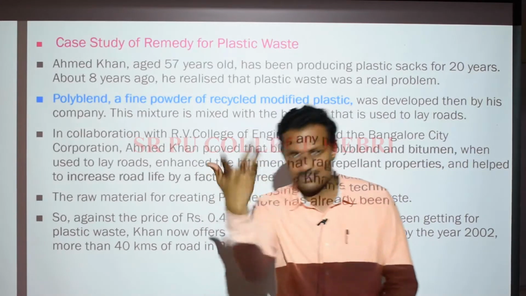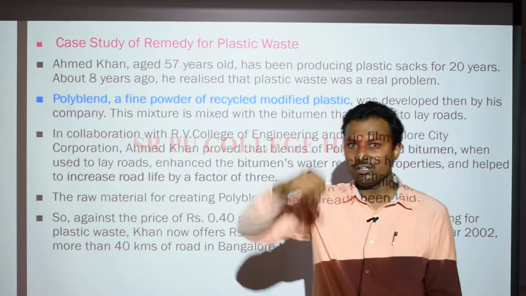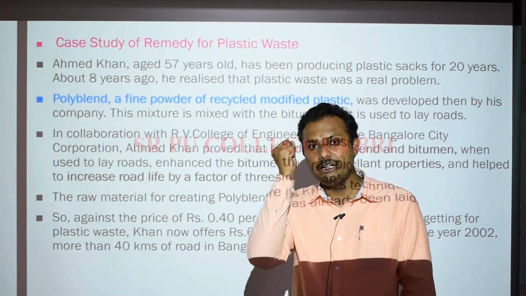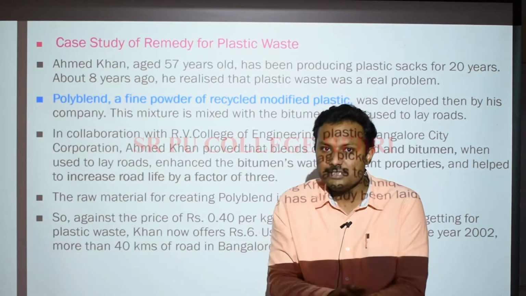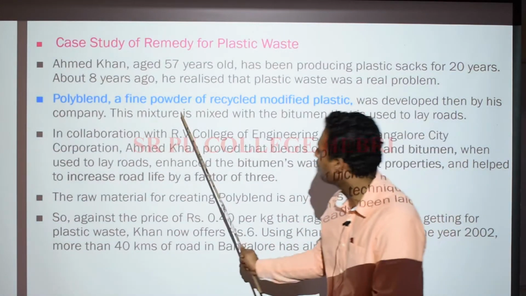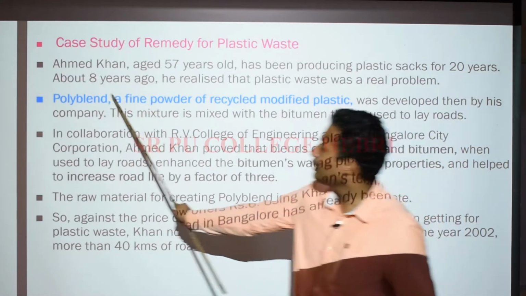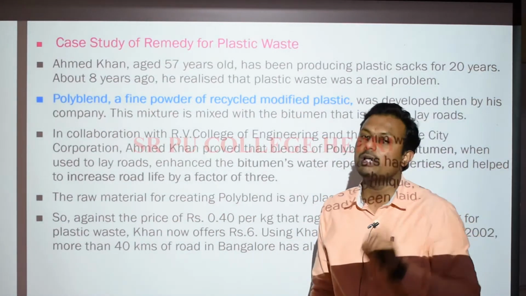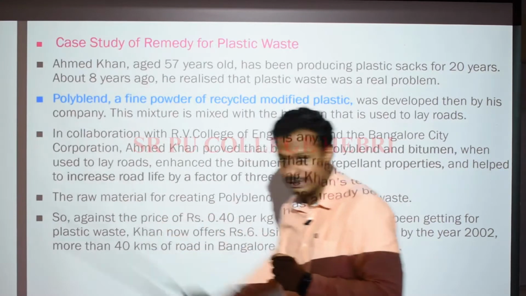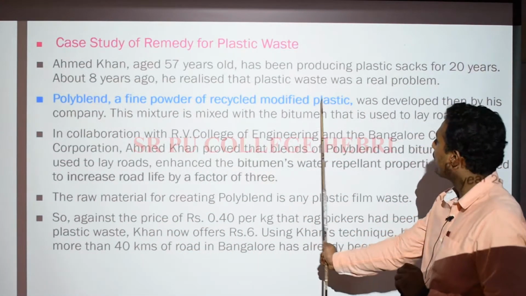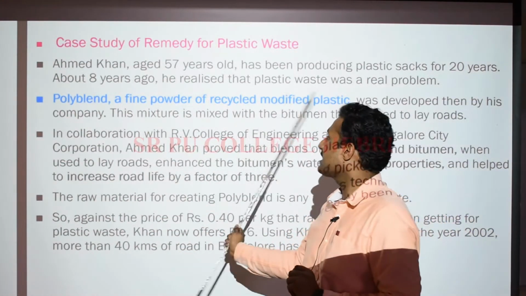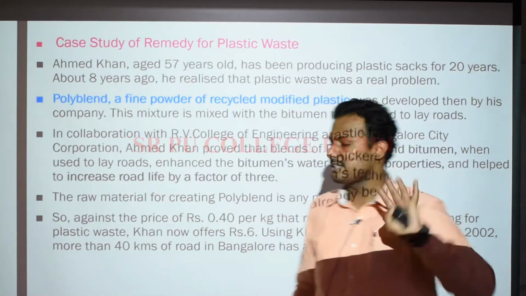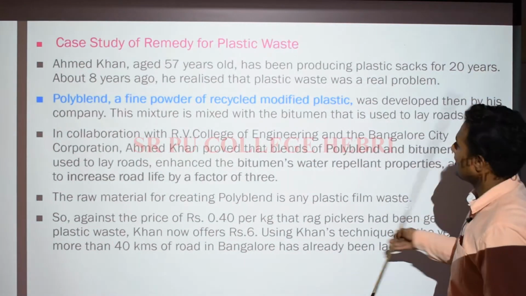The waste plastic sacks were not fit for recycling. But he took those plastic sacks, dried them, crushed them and made a very fine powder, and that was called polyblend. Polythene bags are made into fine powder, and that was called polyblend. It is a fine powder of recycled and modified plastic. It is already recycled, it cannot be recycled anymore. So it was developed by his company.